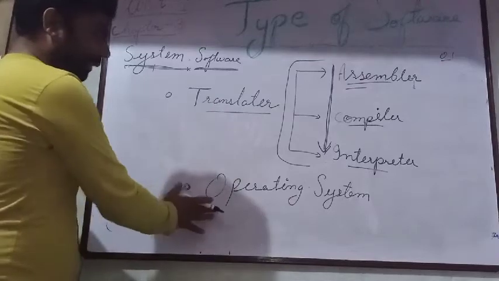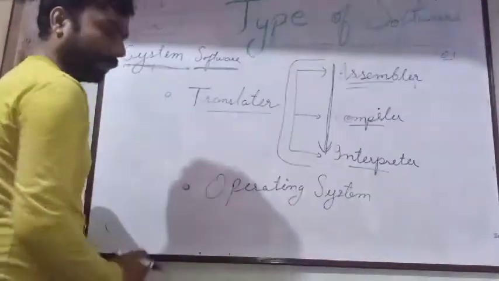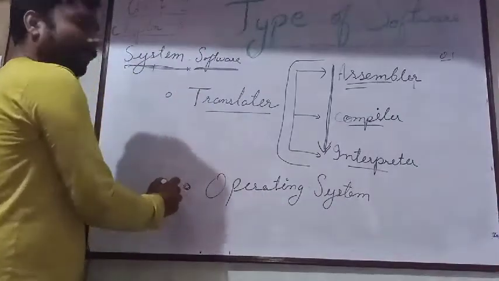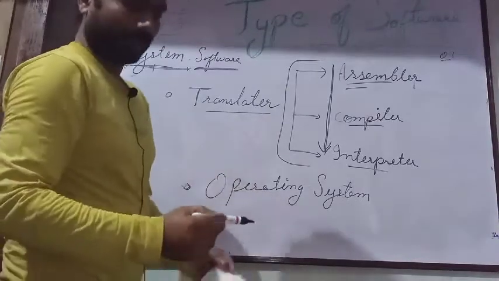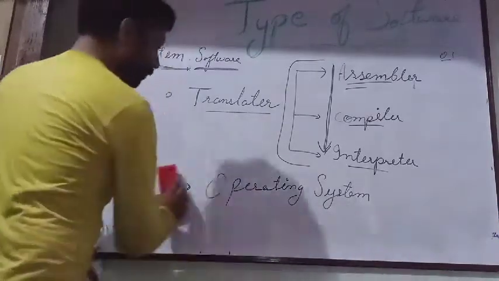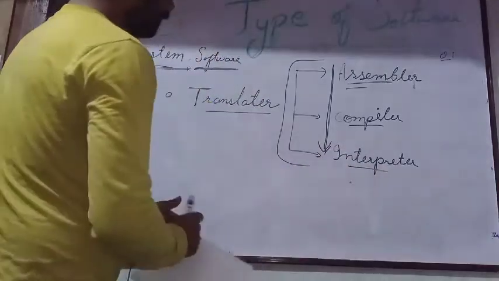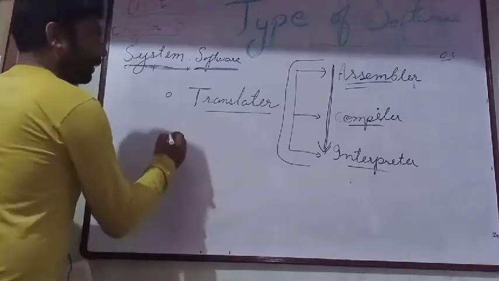So I'm just deleting this operating system so that I will be able to write something on the board. The operating system is also a system software, which is the interface between the user and the other application software which you are using. This topic I'll cover later on. First understand what an assembler is.